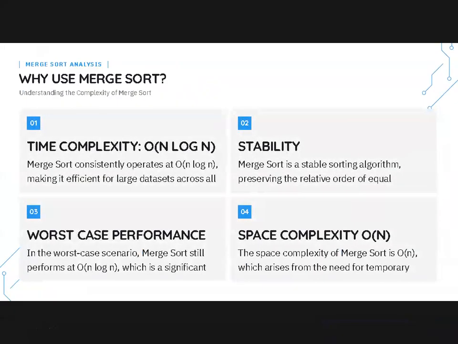So why do we use merge sort? First, it has a good time complexity, it has a standard space complexity, and it is a stable one. Its worst case performance is still faster than any other sorting algorithm. It takes a time complexity of order of n log n, and it is very stable. Merge sort is a stable sorting algorithm that preserves the relative order of equal elements.